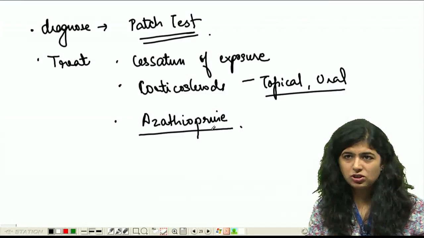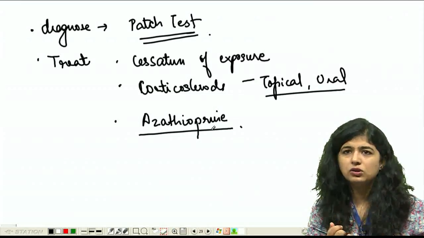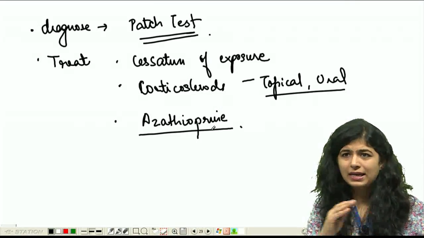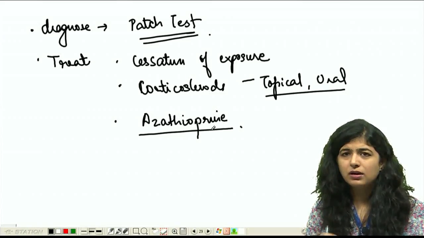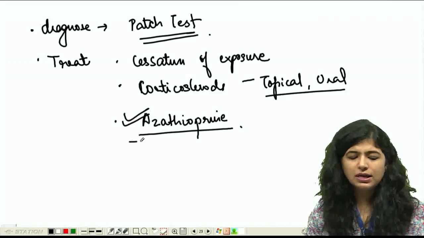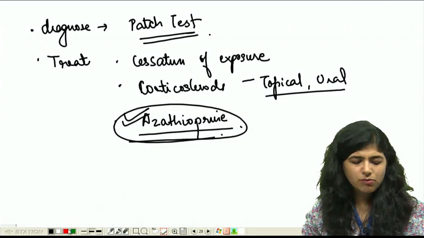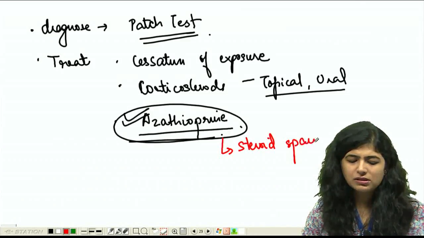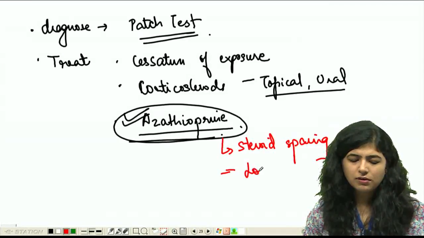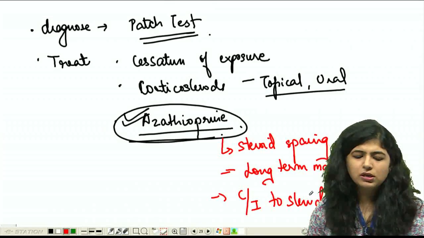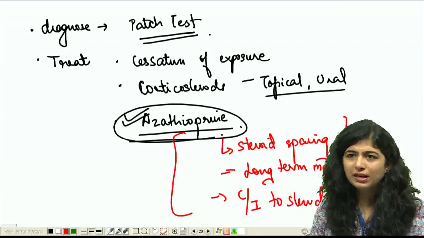But if there is a patient who is an uncontrolled diabetic, uncontrolled hypertensive, or he has cataract, osteoporosis, any contraindication to a systemic steroid, then you do not start them on systemic steroid. What do you do? You start them on azathioprine only. So this is important. It is also a steroid sparing drug, in the sense you can give it for long term maintenance, or you can give it in those who have some contraindication to steroid. So in all these scenarios, you give azathioprine.